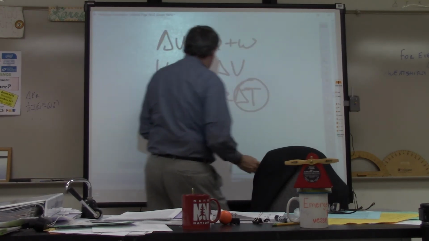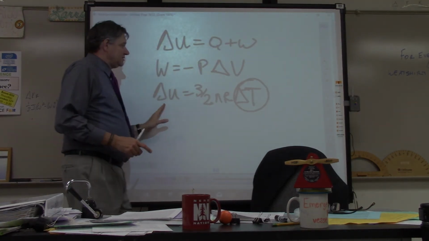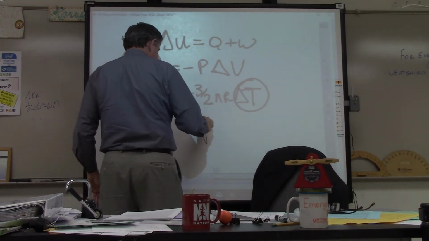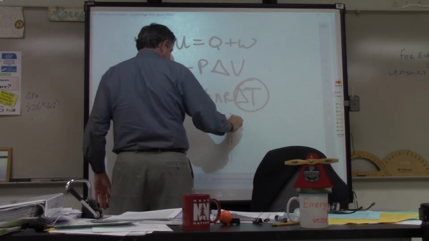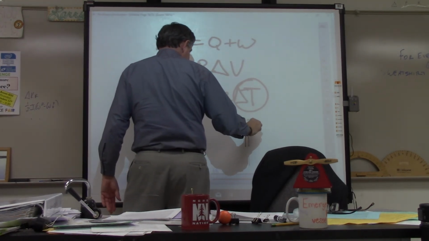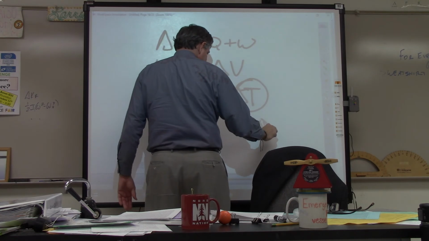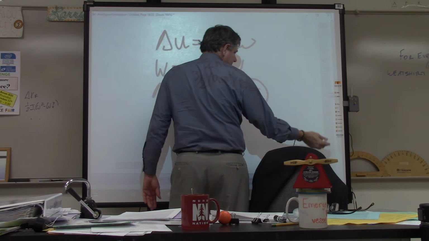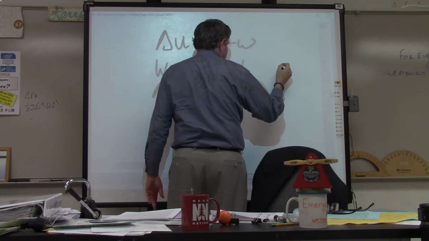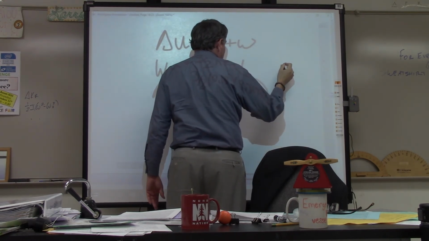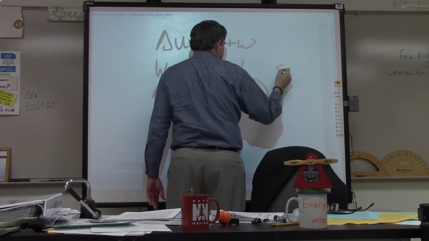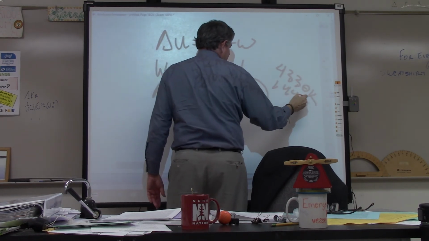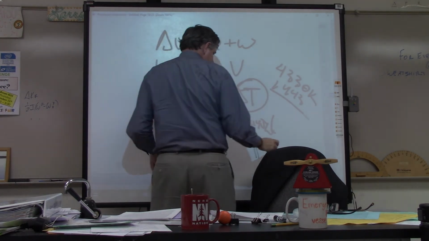Now, here's what I want to do. I actually want to calculate delta U. We've had that heat capacity, so I've got 3/2, moles was 0.1, R which is 8.314 joules per mole Kelvin. And our temperature change: what were the two temperatures? What was the higher temperature? 4330, and 1443. So somebody subtract those numbers out.